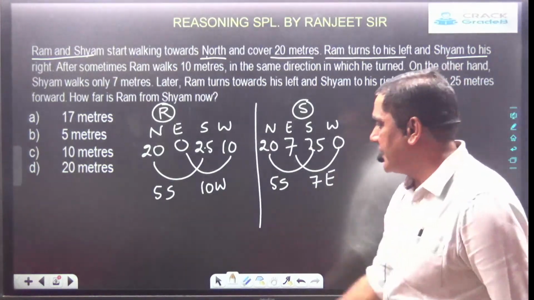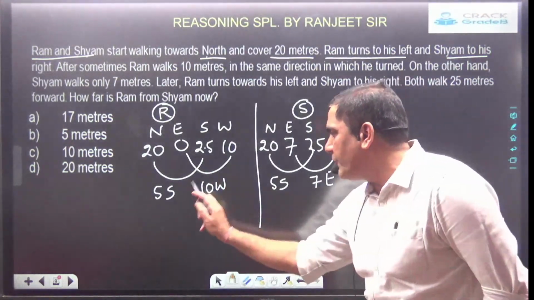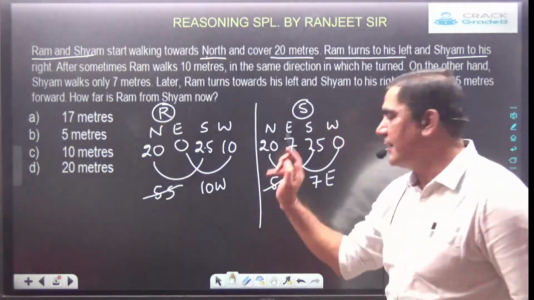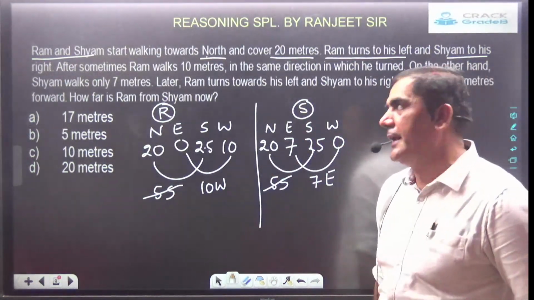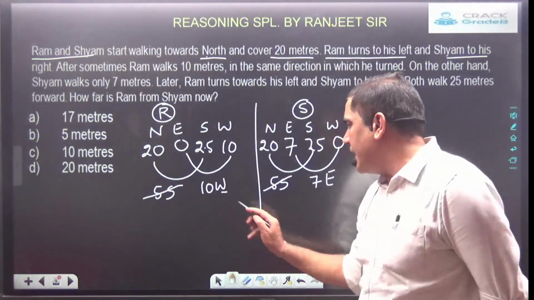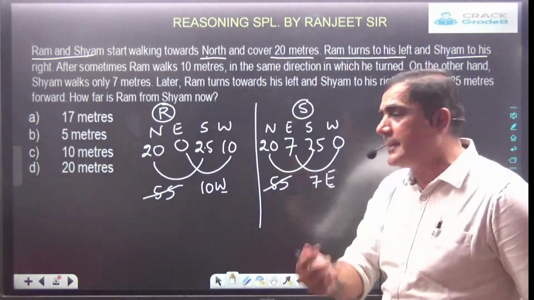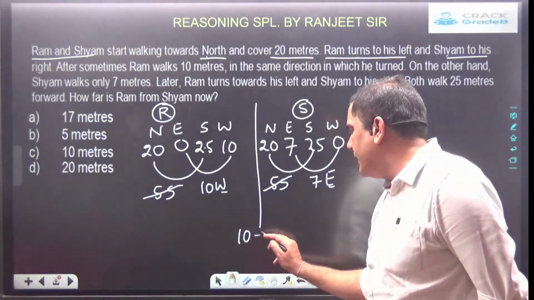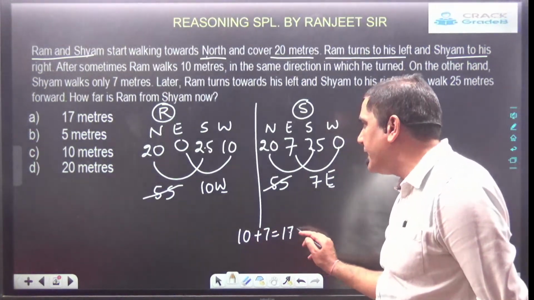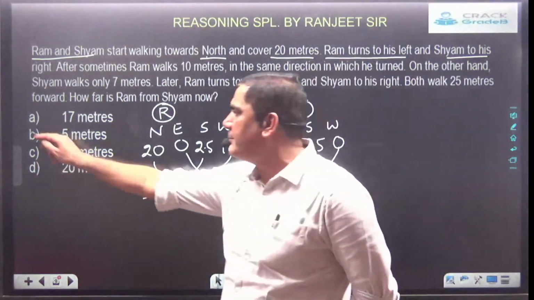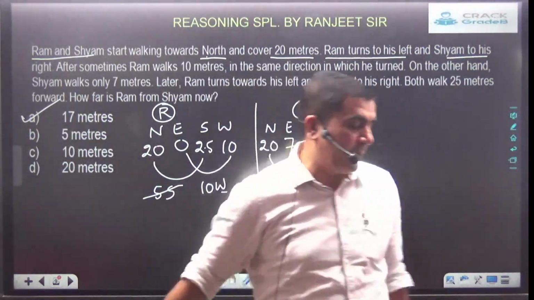East. Just see. South, south, 5, 5, they will cancel each other. Here, this is west and this is east. So when the directions are opposite, simply add the numbers. So the answer should be what? 10 plus 7. The answer is 17 meter. Option number A.